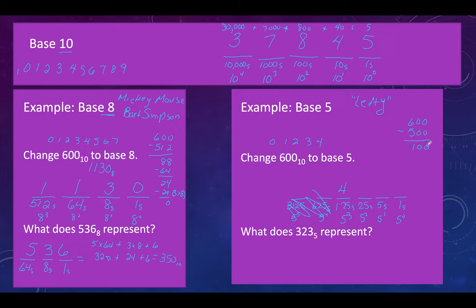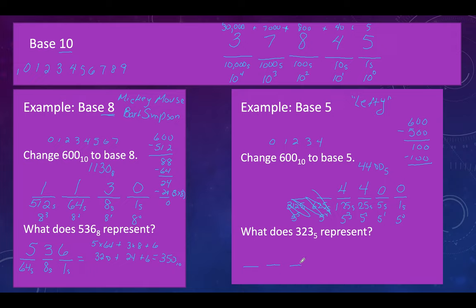Then I look at these other place values. How do I distribute that 100? Look at this, I've got 25s as my next place value, and I can do 4 of those. That will use up the rest of my 100. So in this one, this is pretty easy. Then we just plop a couple of placeholders in here, 0 and 0. So when I'm changing this to base 5, I've got 4400 in base 5.